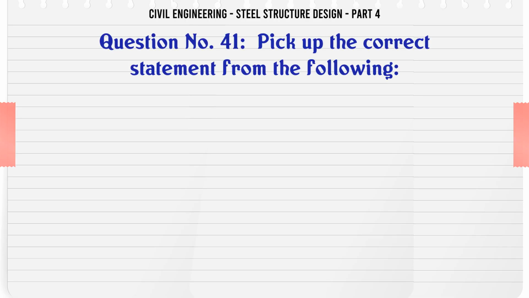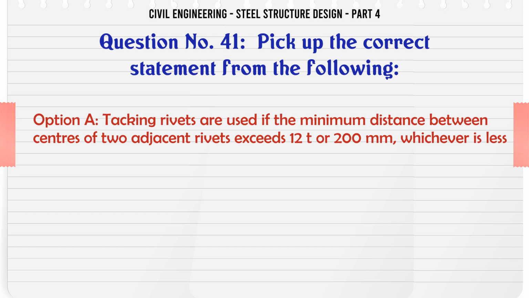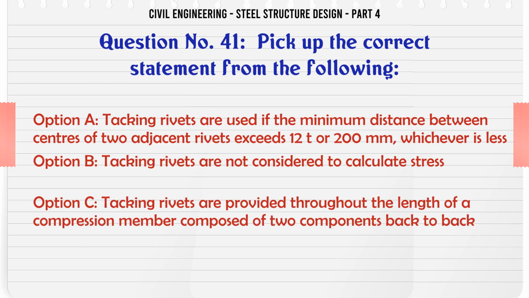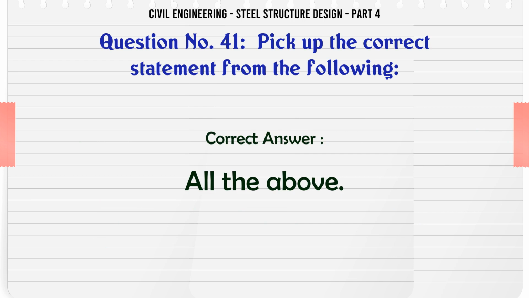Pick up the correct statement from the following. A. Tacking rivets are used if the minimum distance between centers of two adjacent rivets exceeds 12t or 200 mm, whichever is less. B. Tacking rivets are not considered to calculate stress. C. Tacking rivets are provided throughout the length of a compression member composed of two components back to back. D. All the above. The correct answer is all the above.